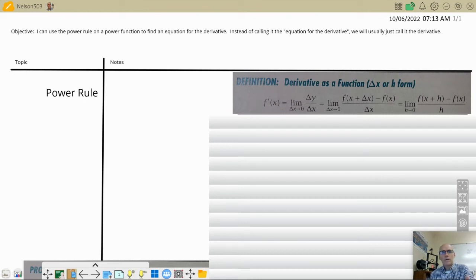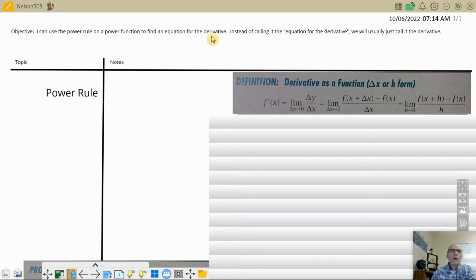This is kind of our first rule that we can follow to calculate a derivative. So it's called the power rule. Right up here in our objective, it says, I can calculate a derivative, or I can use the power rule to find an equation for the derivative.